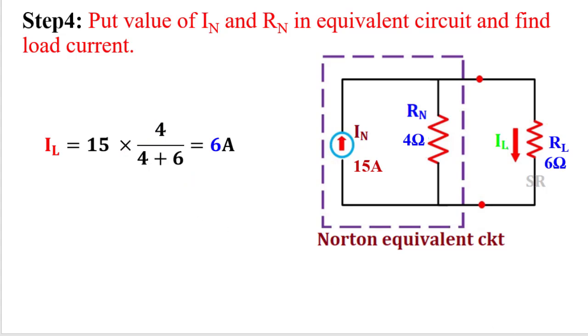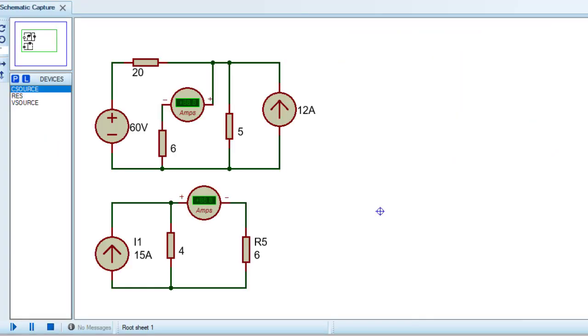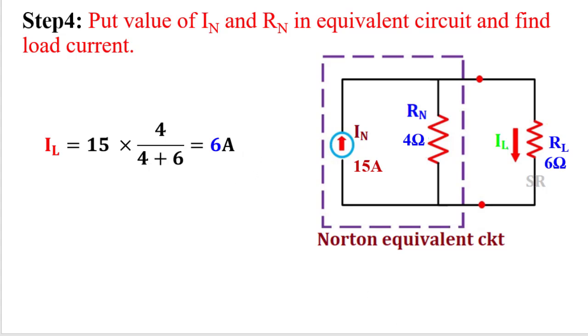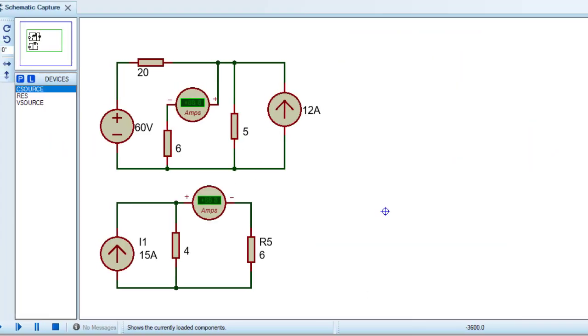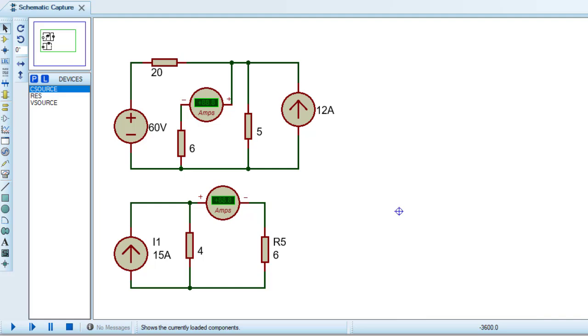Now showing whether my calculation is perfect or not. See here, this is the main circuit. Ammeter is connected in series with the load so that I can get the load current, and this is the Norton equivalent circuit with the Norton current 15 ampere and Norton resistance 4 ohm, and this is the load. What was my answer? Answer was 6 ampere was the load current. Now see whether the 6 ampere will get in both the circuits or not. Running the simulation, see here, in main circuit the load current is 6 ampere, in Norton equivalent circuit the load current is again 6 ampere. So my calculation is perfect.